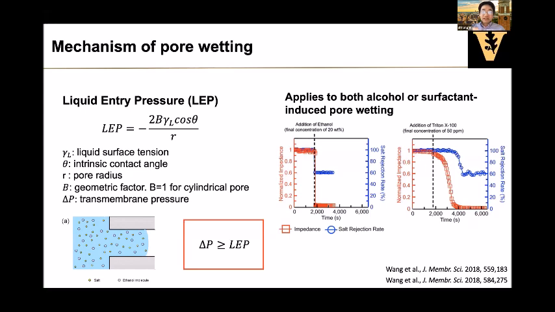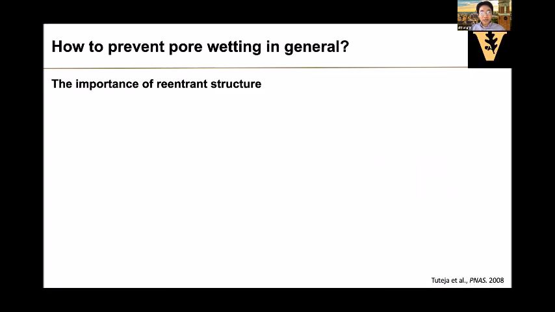So in both cases, the wetting basically complies with this simple criterion of comparing the hydraulic pressure difference and the LEP. I'm not going to go into the details of that, but whether you have an alcohol-induced wetting or surfactant-induced wetting, even though their behaviors are very different, they still comply with this criterion. So how do we actually mitigate wetting?